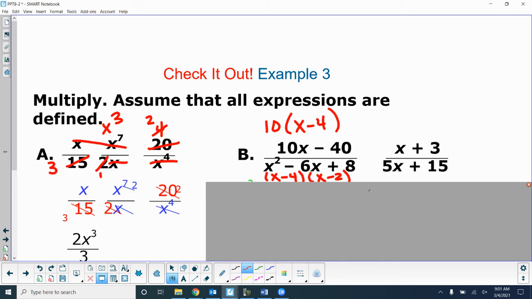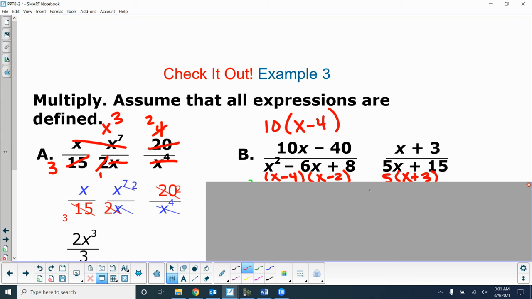What about the x plus 3? No. What about 5x plus 15? 5, right? What's left? X plus 3. You guys see any things we could cancel? X minus 4s? X plus 3? Anything else?